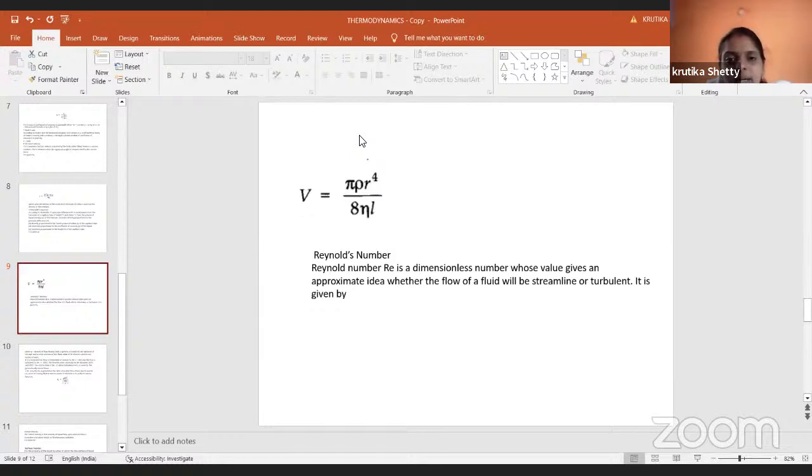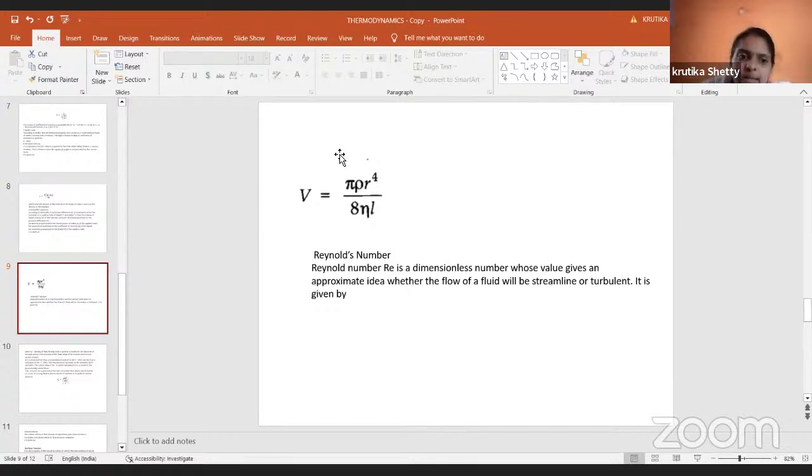Then we have the Reynolds number. What is this Reynolds number? It is a number which tells us whether the flow of the liquid is streamline or turbulent. Streamline means, if a liquid is flowing in a pipe and at each and every point the velocity is the same, then it is called streamline flow. If the velocity is different, then it is called turbulent flow.